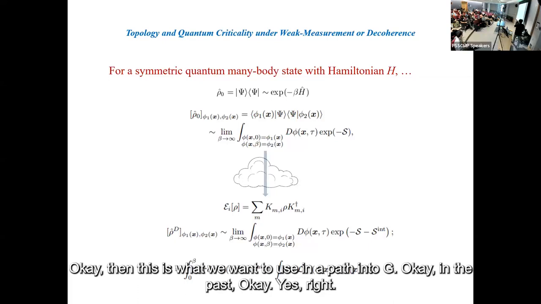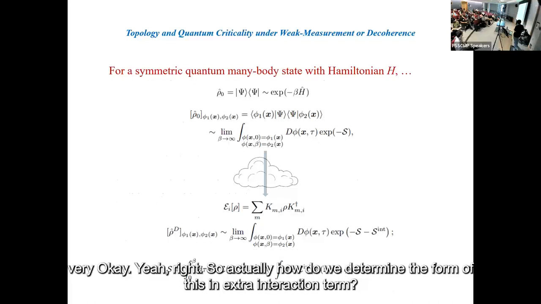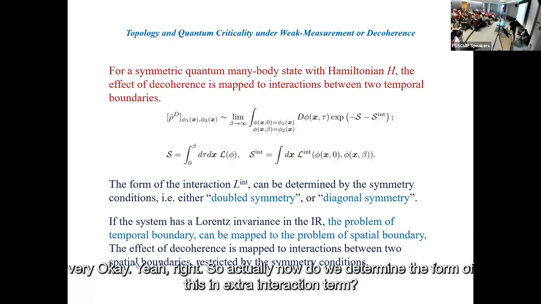When you say non-local, you mean tau equals zero and tau equals beta, correct? Yes, right, they are non-local. Of course, once you take a trace, they become local. But since we are looking at quantities more than just a trace, sometimes it becomes very non-local.